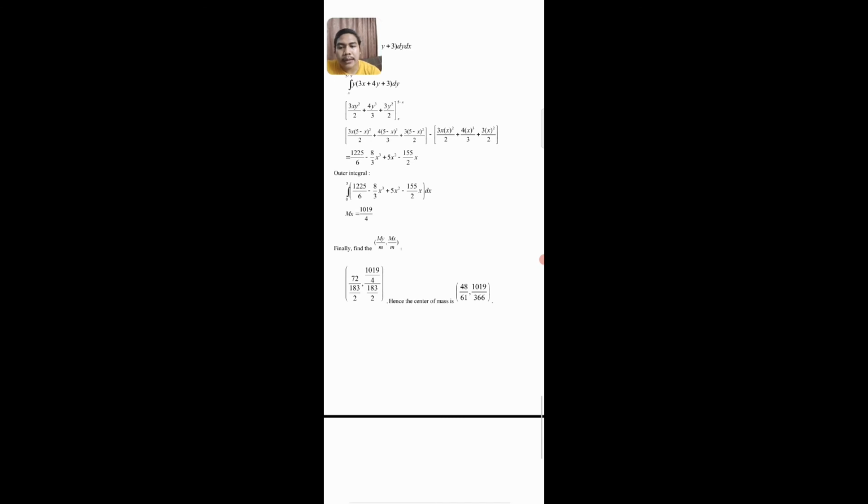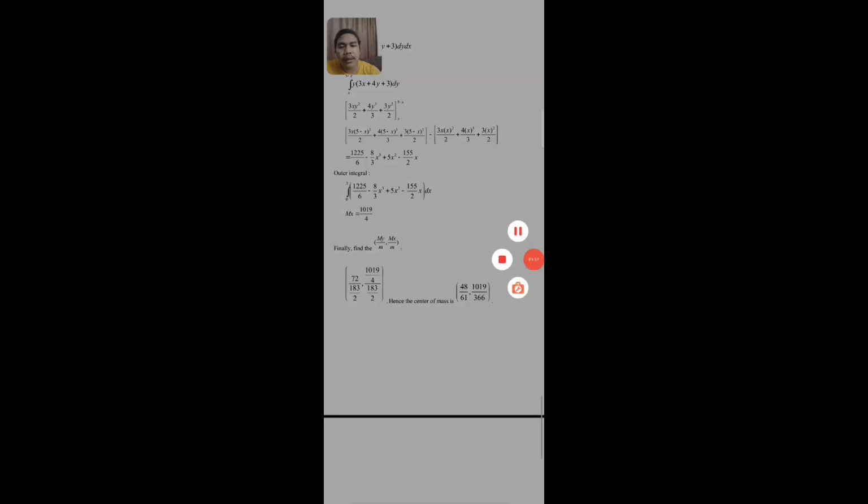And finally, the last step, we have to find the center of mass with the formula my over m and mx over m. So we just put the values of my and mx with m into the formula, and we get the center of mass for the question as 48 divided by 61 and 1019 over 366. So that's all from me. Thank you.